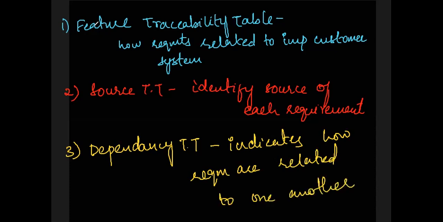So the feature traceability table is going to tell you how requirements are related to the important customer system. That is, for the software you are developing, how this requirement is important. Within source, you're going to identify what made the addition of the specific requirement in the first place. Dependencies means how all of the requirements are related, and that is going to be identified.